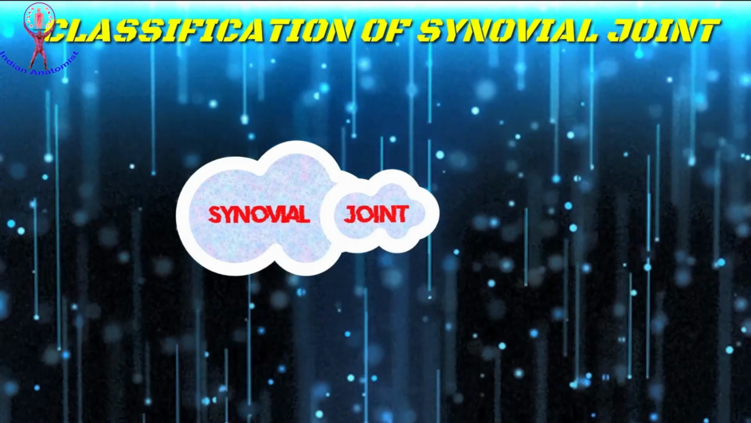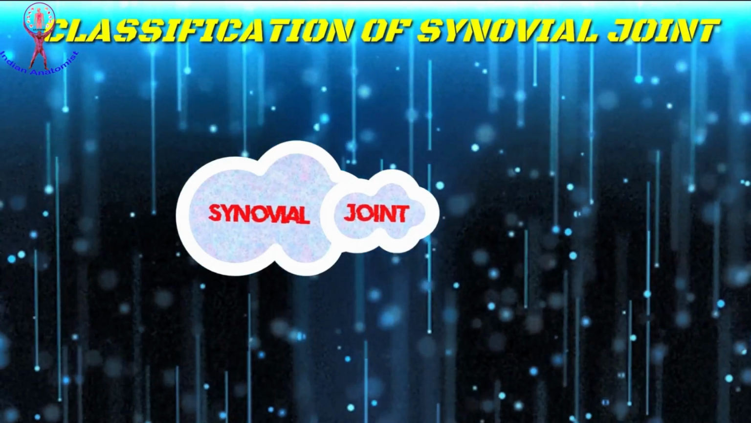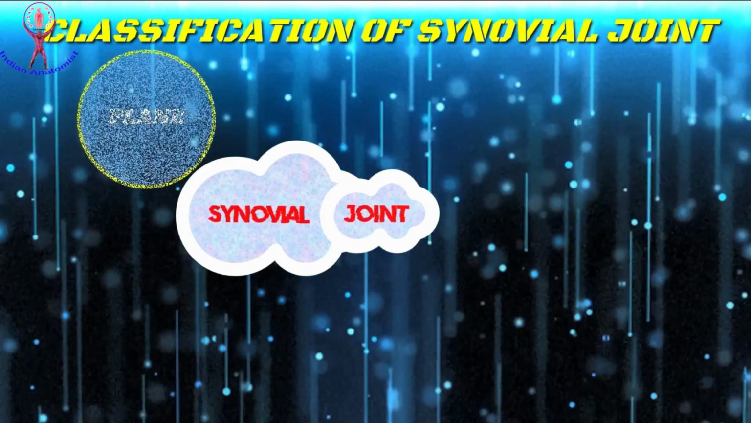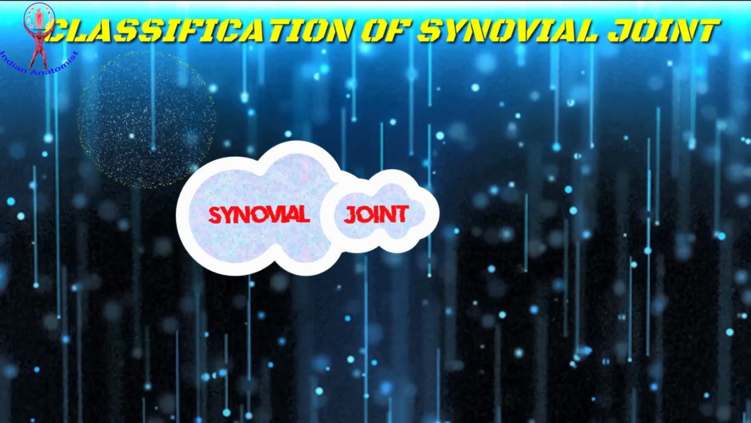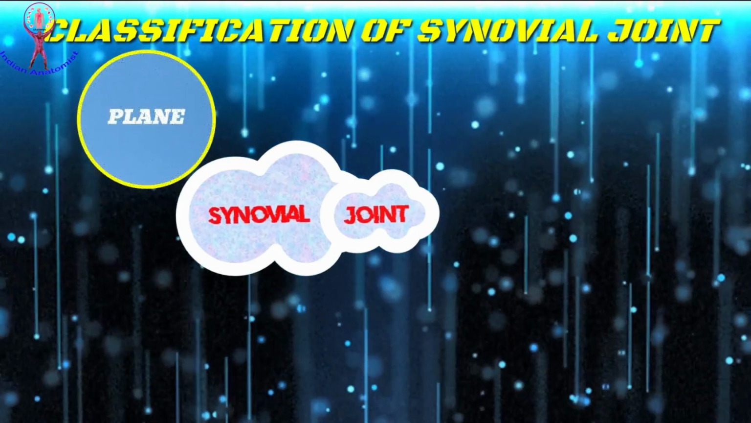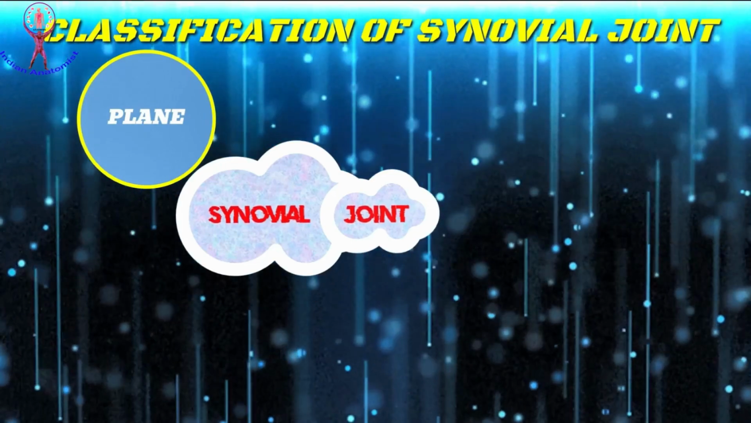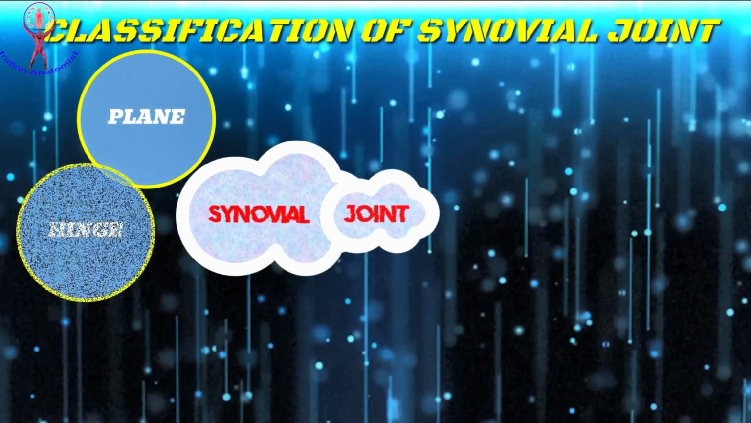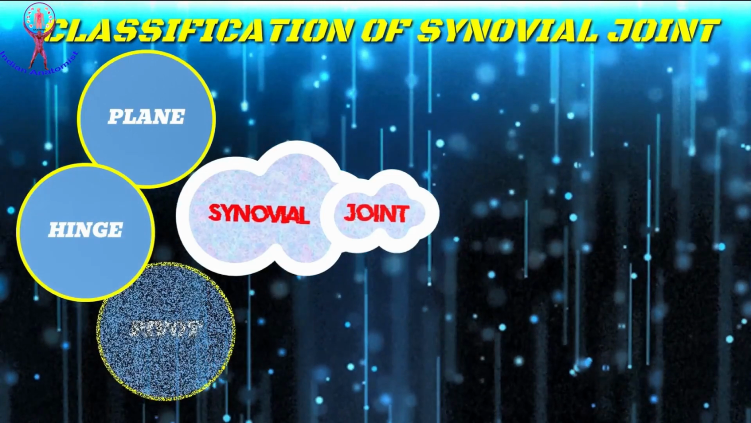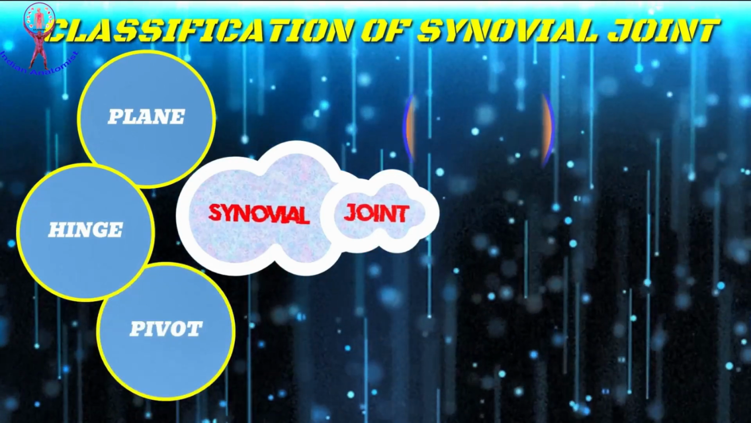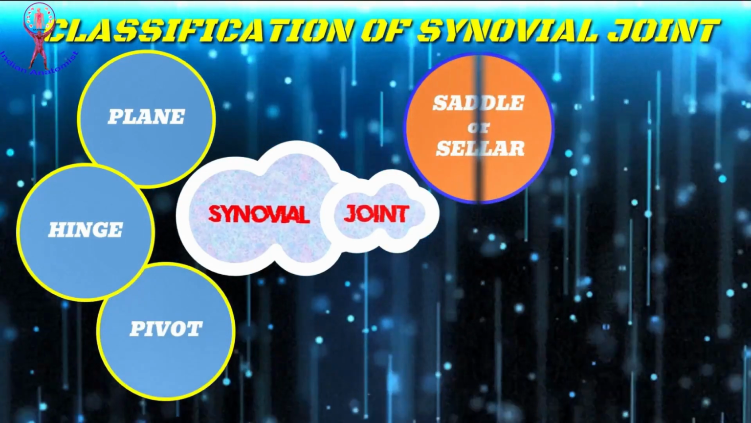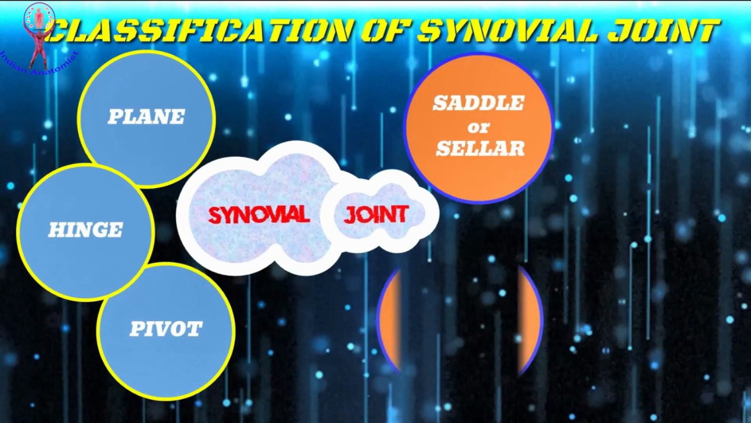The synovial joints are further classified into 6 different types, based on their structure and range of motion. They are 1. Plane or arthroidal joint. 2. Hinge joint. 3. Pivot joint. 4. Saddle, or sellar joint. 6. Condylar joint.